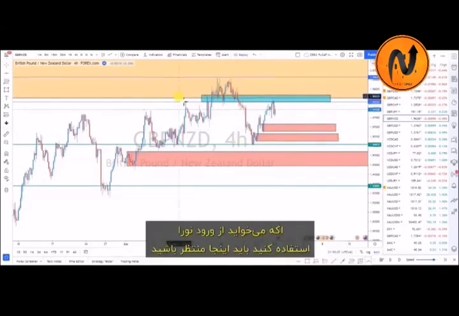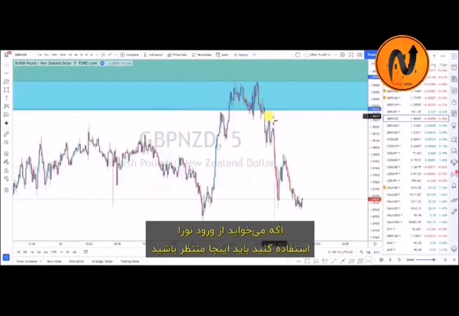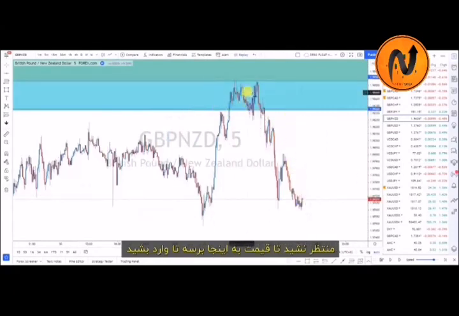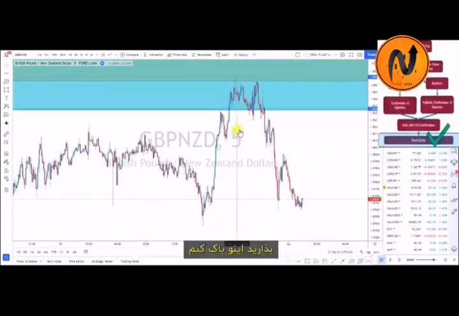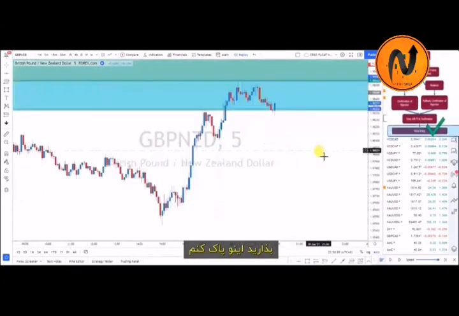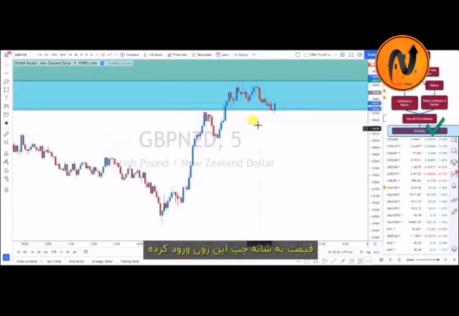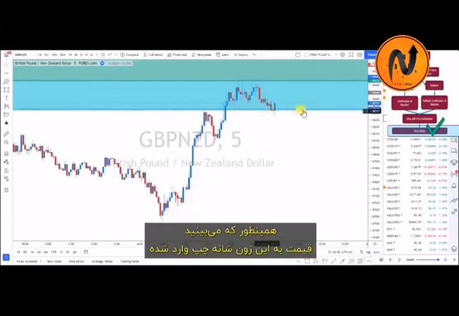Okay, so if you want to use the Nora entry, what you should do is wait here. Don't wait for price to come up, but I will enter around here. So as you can see, let me delete here first. As you can see, guys, price has come into the left shoulder of this zone. Price is coming to this left shoulder of this zone.